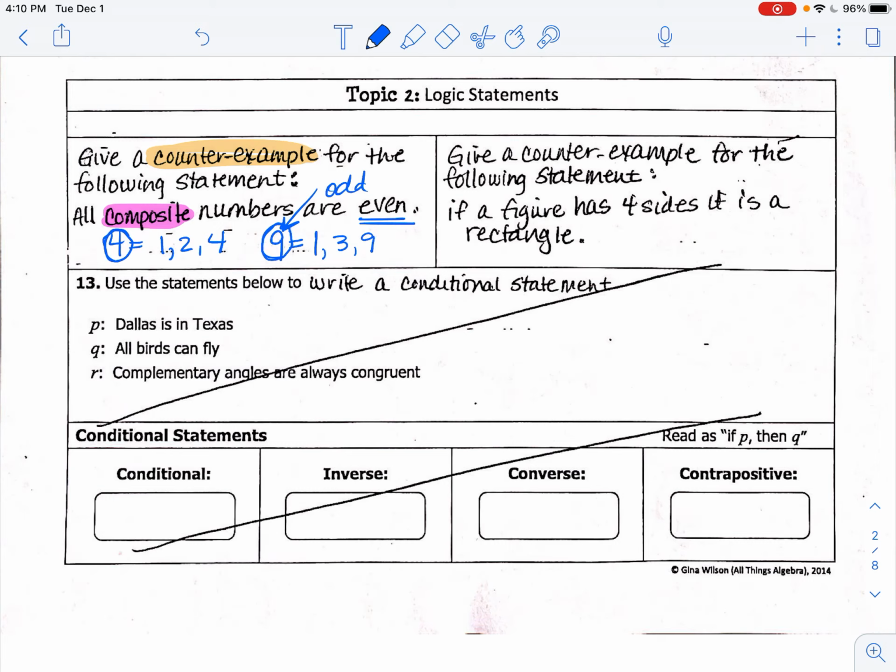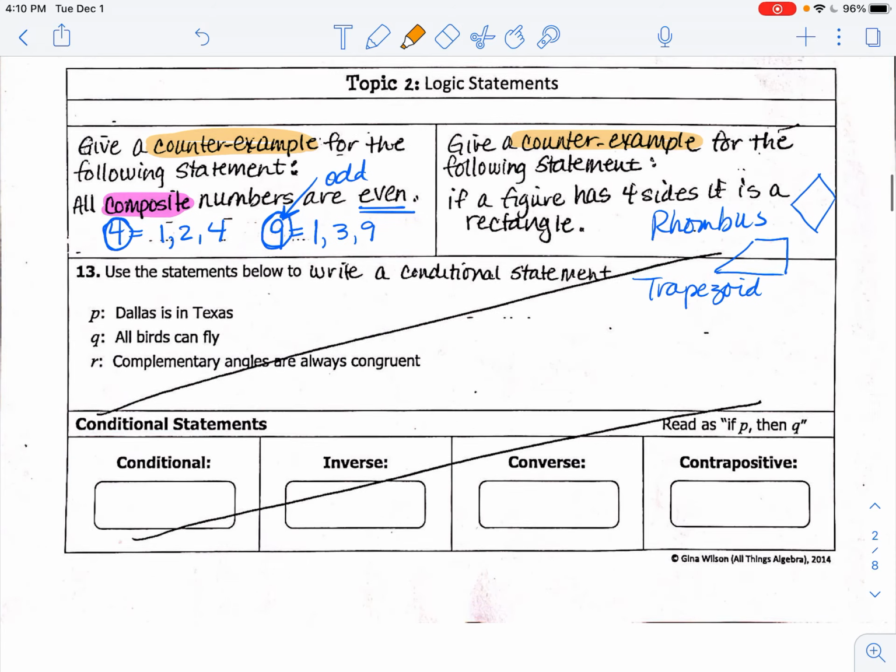Give a counterexample for the following statement. If a figure has 4 sides, it is a rectangle. Well, we know that there are lots of other figures that have 4 sides that are not rectangles. How about a rhombus, or a diamond, or a trapezoid? That is definitely not a square. A counterexample is at least one example that disproves a statement.